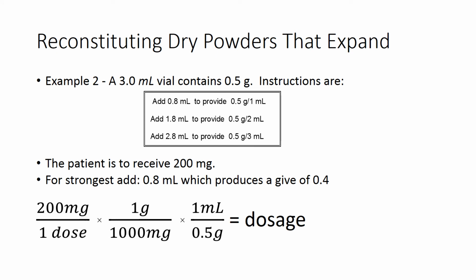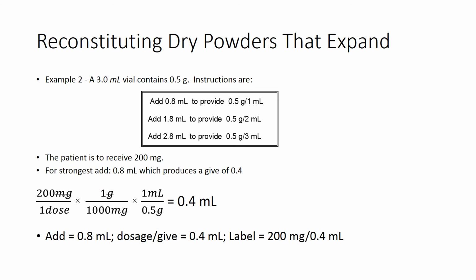So again, for the strongest, we add 0.8 mL. We read that right from the table. There's no calculations involved. The table just says you're adding 0.8 mL. So now we have 200 milligrams per dose times our conversion factor, which is 1 gram per 1,000 milligrams, times our 1 milliliter divided by 0.5 grams, which is our strongest concentration based on our table. So now we cancel out our like units. The milligrams go away, the grams go away. And now what we have is 200 milliliters divided by 500, which is 0.4 mL.